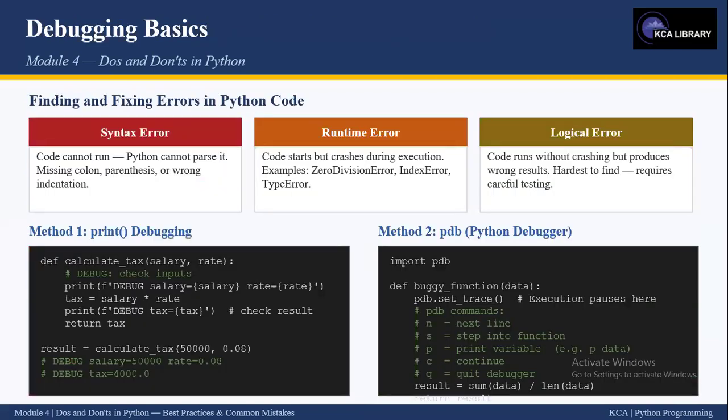Debugging basics, finding and fixing errors in Python code. Syntax error: code cannot run because Python cannot parse it, for example a missing colon, parentheses, or wrong indentation. Runtime error: code starts but crashes during execution, for example ZeroDivisionError, IndexError, TypeError. Logical error: code runs without crashing but produces the wrong result. Hardest to find, requires careful testing. Method 1, print debugging. Method 2, pdb, the Python debugger. So that's how you can use them.